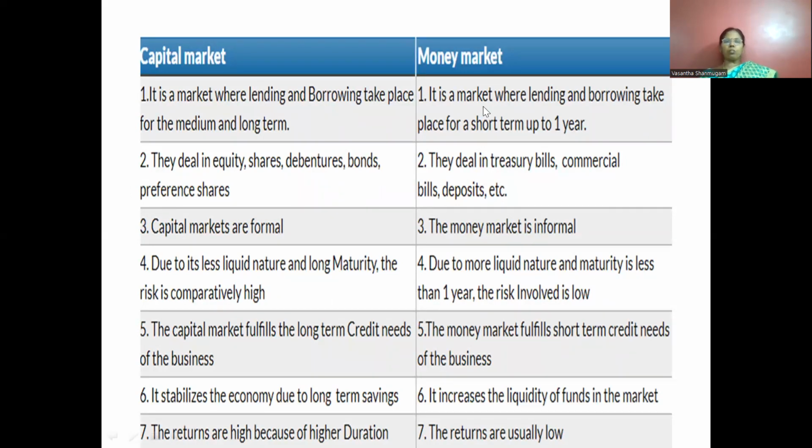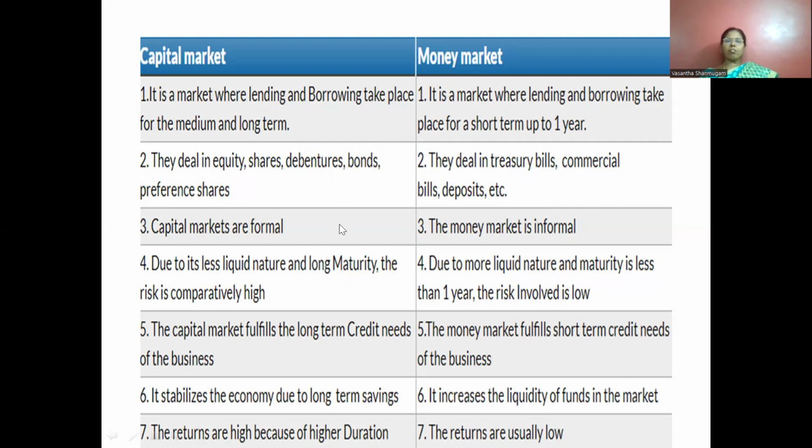Money market is a very short-term market. Capital market is long term. It is a market where lending and borrowing take place for the medium and long term. But as far as the money market is concerned, it is a market where lending and borrowing take place for the short term, up to 1 year. The capital market deals in equity shares, debentures, bonds, and preference shares. But here they deal in treasury bills, commercial bills, deposits, etc. All these things are short term in nature. Even 24-hour transactions happen in the money market.